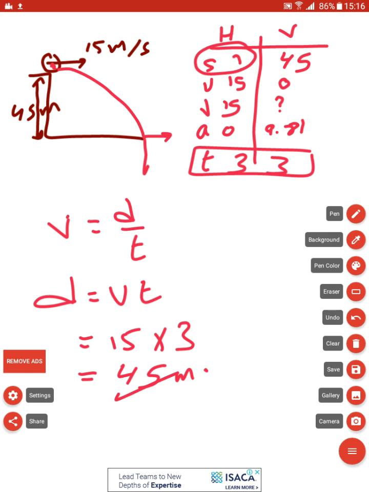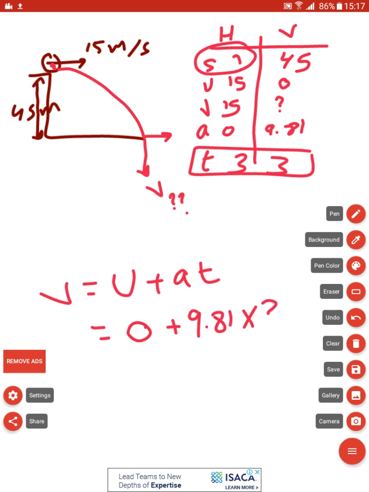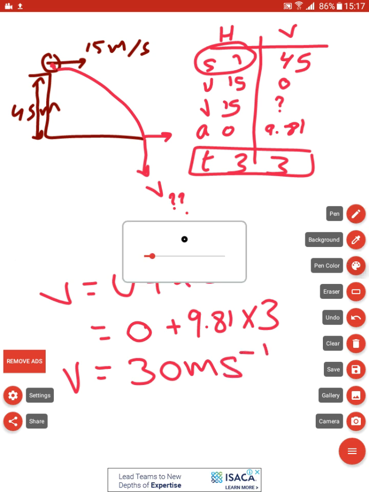Okay, so I found the value of the distance. What about the velocity here? The final velocity reached by the object at the floor. I can use another equation, which is v equals u plus at. Vertically, the initial speed is 0, acceleration is 9.81, time taken is 3, so the speed is about 30 meters per second.